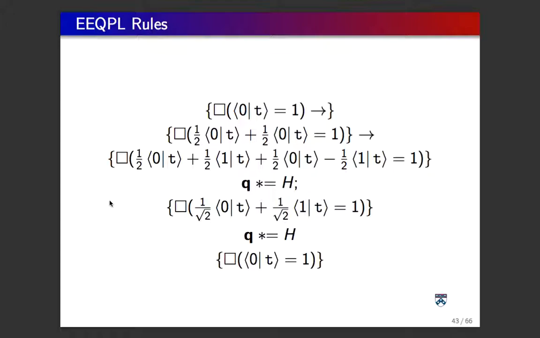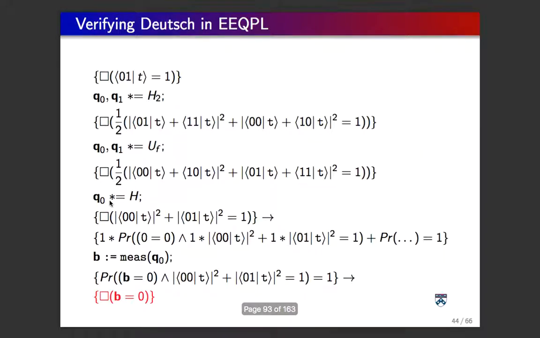on the next slide, I'm going to show even more information, but I don't want you to read all of this. I'm just going to try to give you a sense of what proving Deutsch's algorithm in EEQPL looks like. So here, our postcondition, we want to say with probability 1, b is equal to 0. And we have our algorithm here.